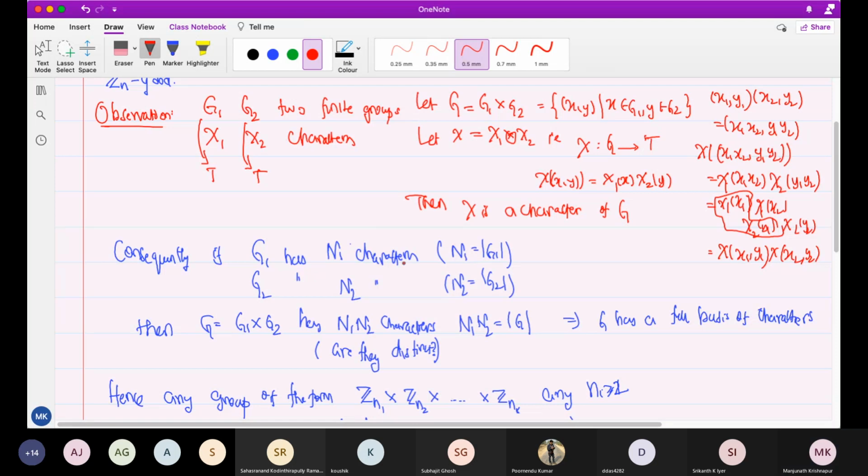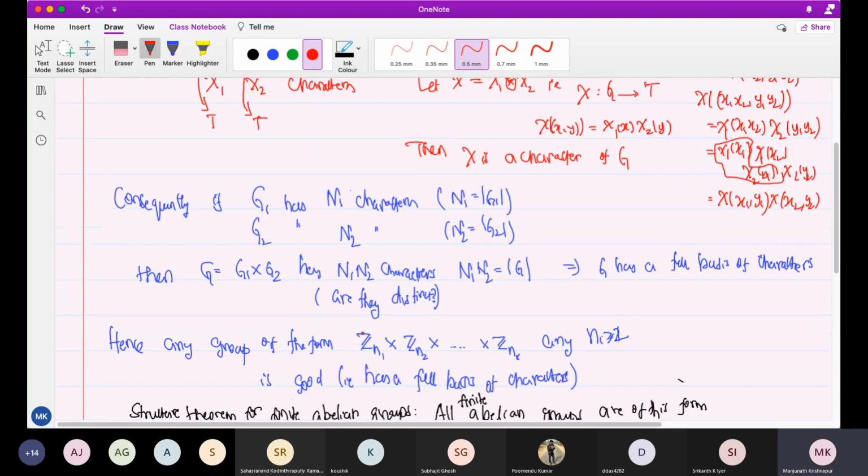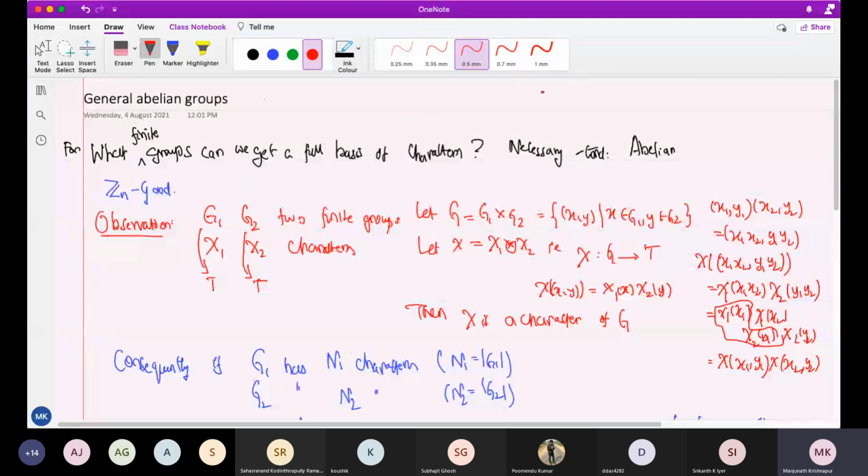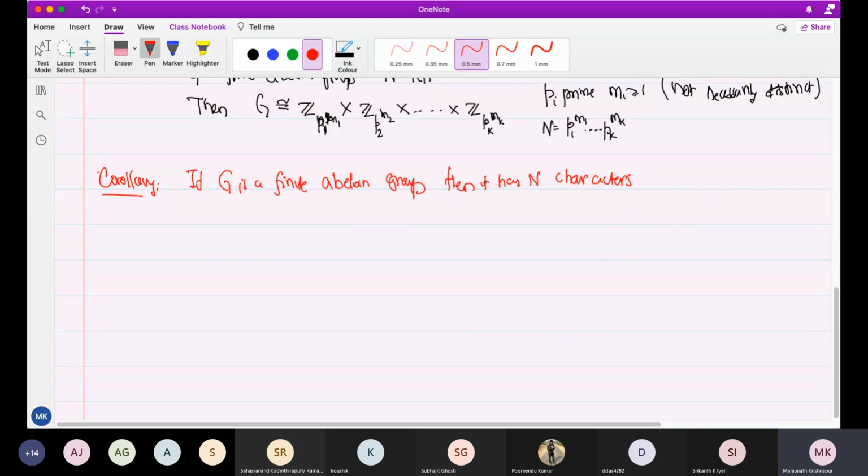Therefore, they have to be distinct. So that's why you get n1 times n2, and n is the size of the group. So we get n characters. Whether they form a full basis is a question. At least we get n characters. We don't know whether they may be linearly dependent, for all we know. I have not actually said they form a full basis. All I have said is they at least have the required number of characters.